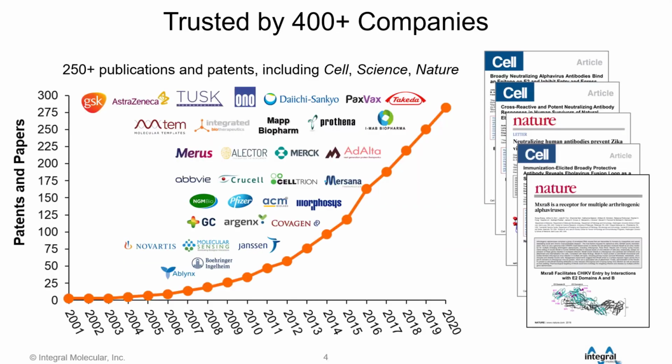Throughout the years, Integral Molecular has worked with over 400 companies, including the top-tier pharmaceutical companies and many well-known research groups all around the world. They trust us, and as you can see from the slide here, we have our work shown in over 250 publications and patents, most of them from our customers, including publications in the top-tier journals Cell, Science, and Nature. I think this really goes to show the validation of our work and the quality of the science that we do here.